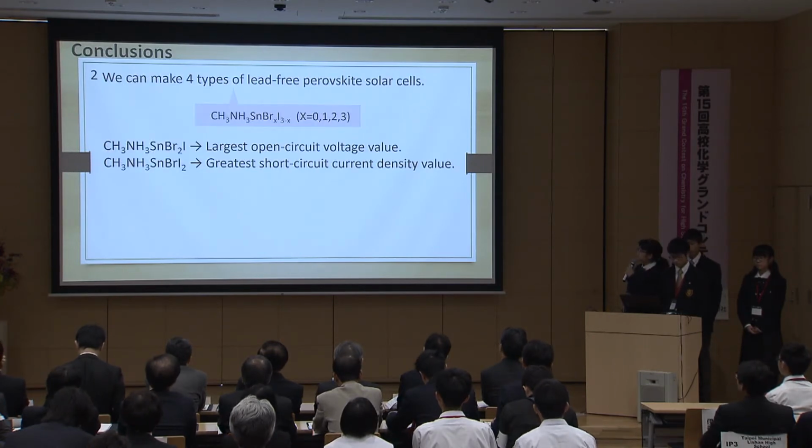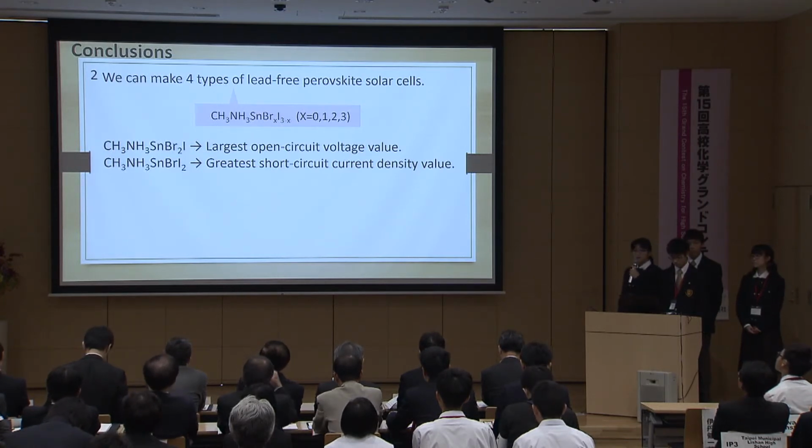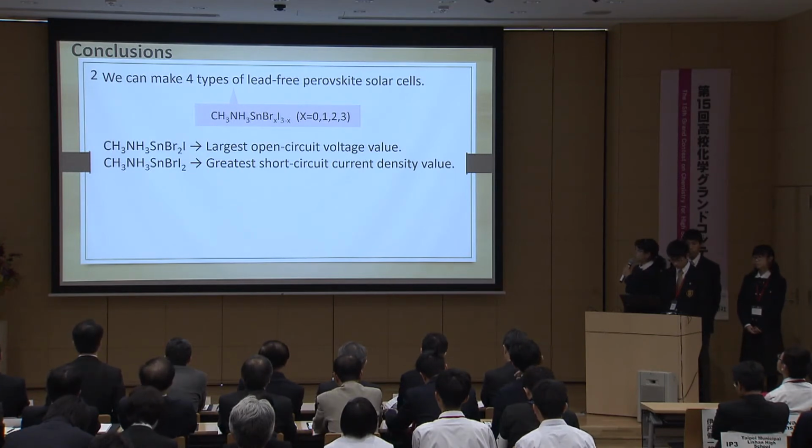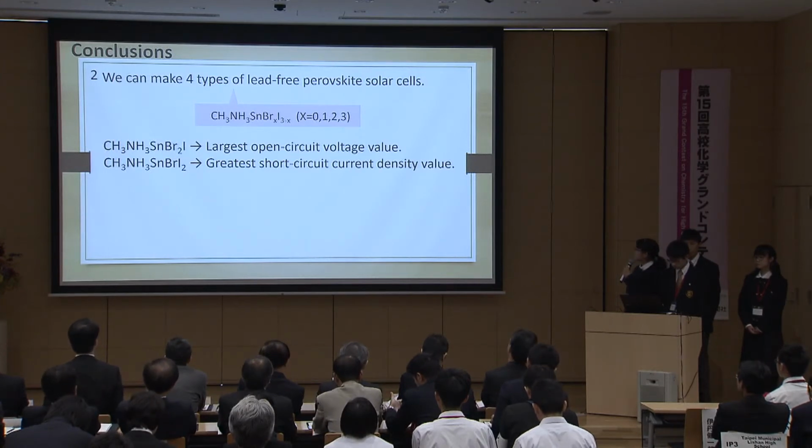Second, we can make 4 types of lead-free perovskite solar cells using these devices as a perovskite material. These devices are no better than the conventional device with PbI3. The device with SnBL2I marks the largest open circuit voltage value, and the device with SnBL-I2 marks the greatest short circuit current value.